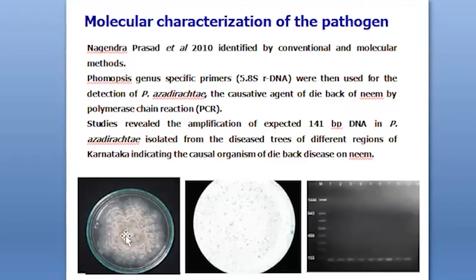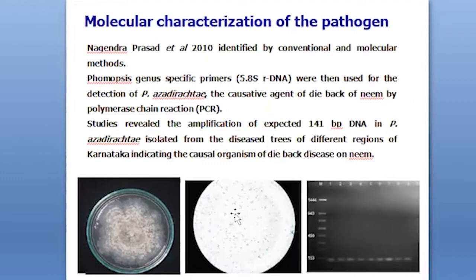And this is the pure culture of your Phomopsis. They collected the isolates from the Bangalore region, from the Karnataka region, and then they identified genus-specific primers which were used for the detection of this Phomopsis azadirachtae, which is the causative agent. And here almost 141 base pairs of DNA was amplified from the diseased samples, and that is how they identified it. And this is the PCR DNA, where you can see the base pairs of these different isolates.